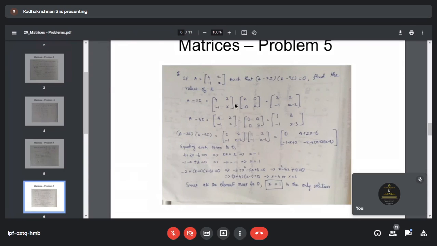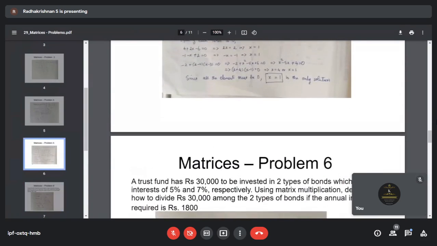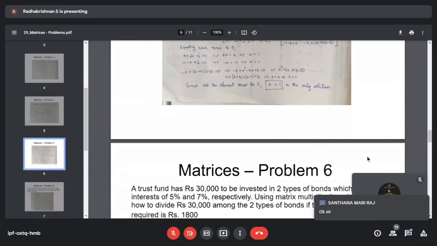Let me go to the next problem. Now, there are some problems I have taken from CBSE book and some problems I have taken from your own state board book. So in the problem, a trust fund has rupees 30,000 to be invested in two types of bonds, which pay interest of 5% and 7% respectively. Using matrix multiplication, determine how to divide rupees 30,000 among two types of bonds if the annual interest required is 1,800.